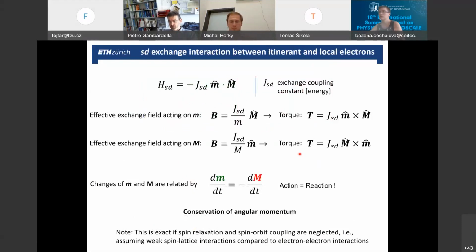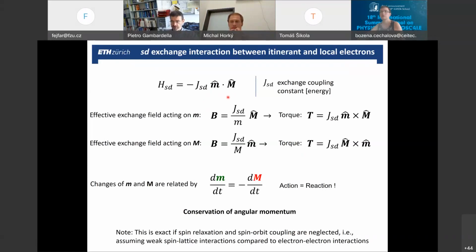Now, what happens when we inject a non-equilibrium magnetization into a magnetic layer? The spins of the conduction electrons will interact with the spins of the magnetic moment in the magnetic layer through the so-called s-d exchange interaction. And so the two spins eventually will tend to align themselves.